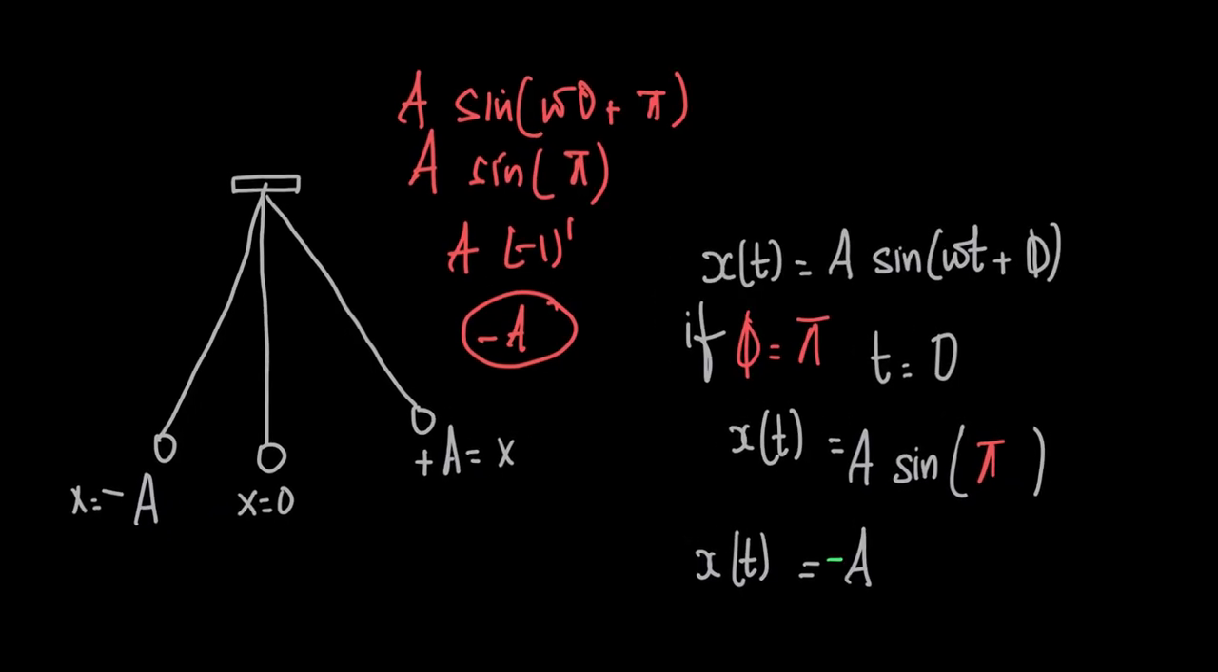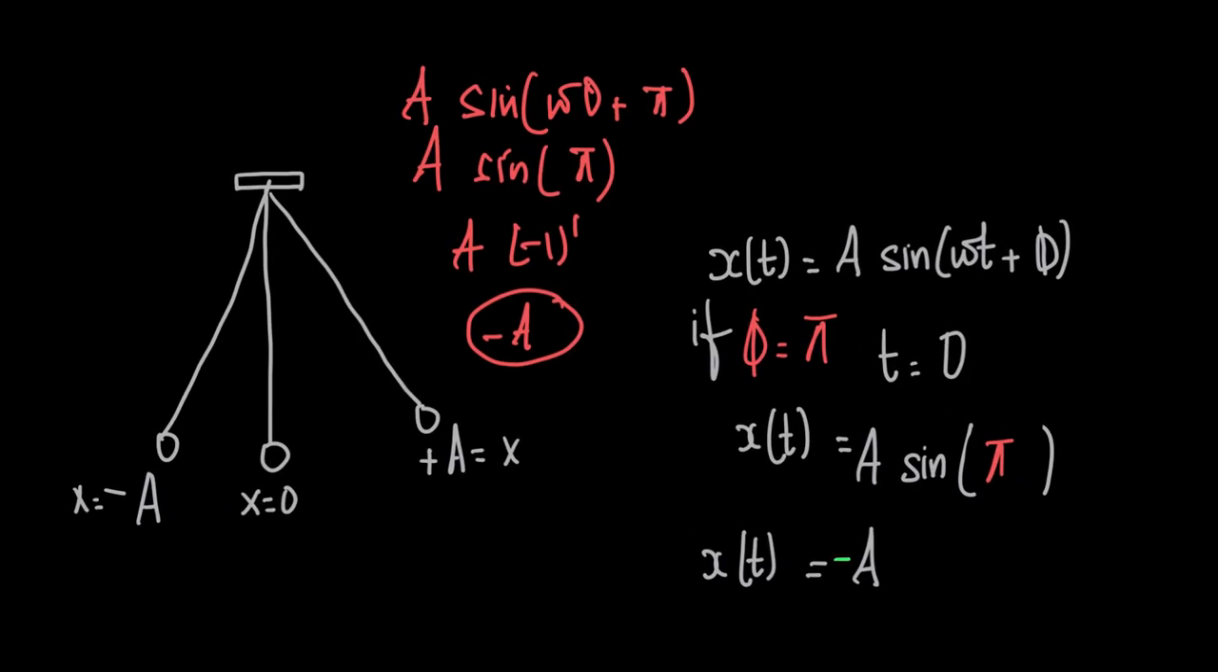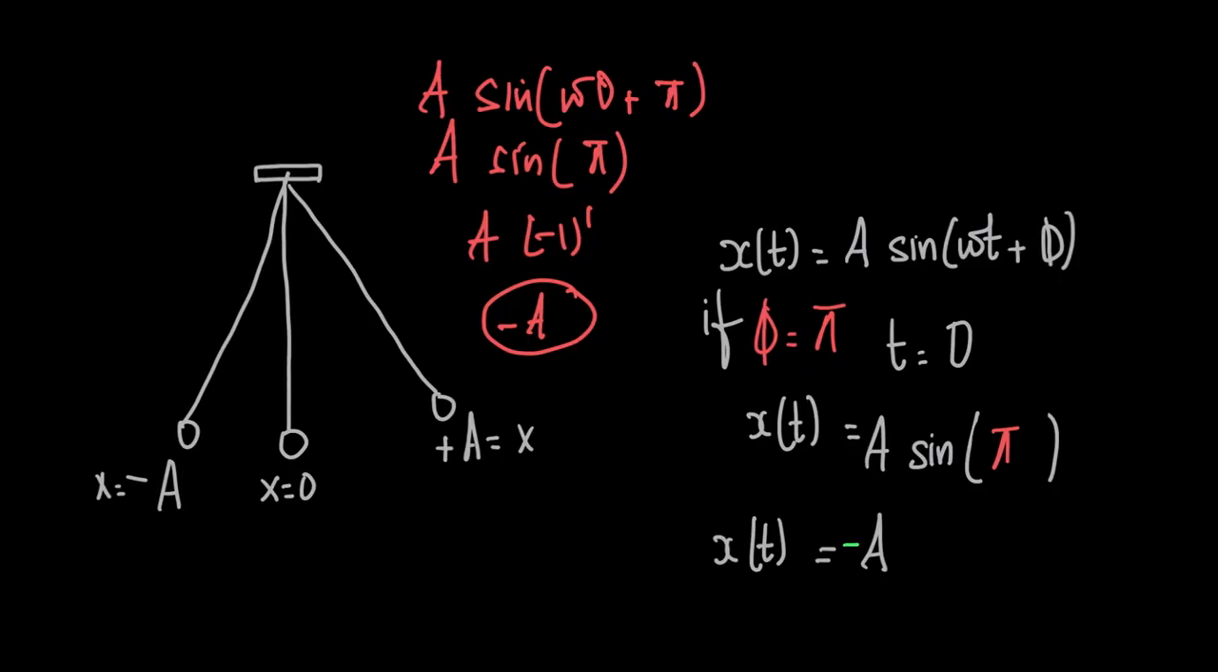Oh, sorry. Cos n pi is minus 1 raised to n. Sine n pi is 0. My bad. So this gives you 0 again, right? This gives you 0. So x of t here is again equal to 0.